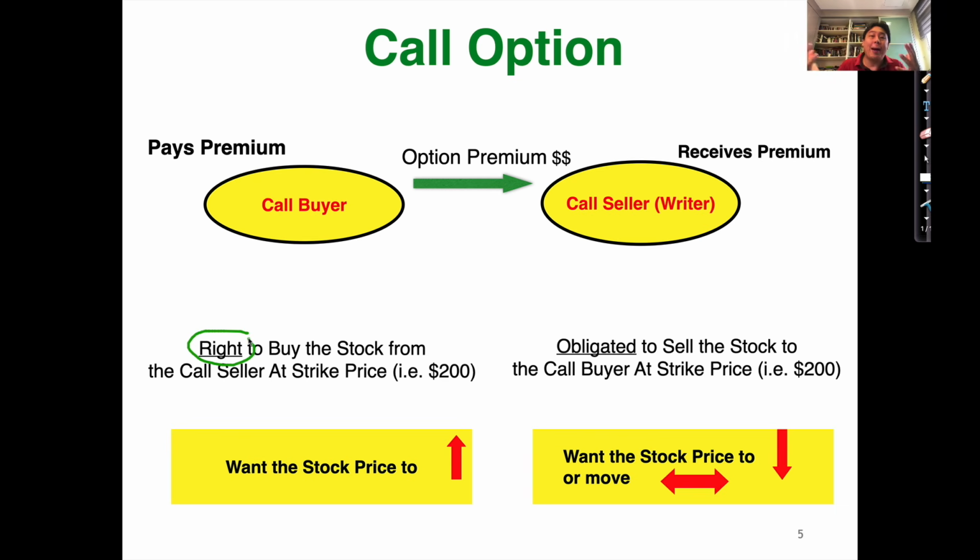They simply want to buy the call option and resell the call option for a higher price. Got it? And for the call seller, he doesn't have the right, but he has the obligation. Obligation means he has no choice. If the call buyer exercises the option, the call seller has no choice but to deliver 100 shares of the stock to the call buyer. So that's what we mean by obligation.